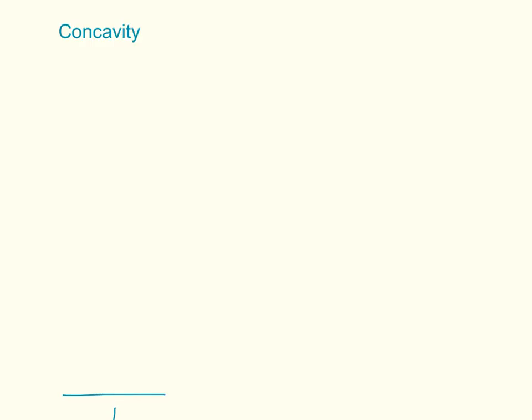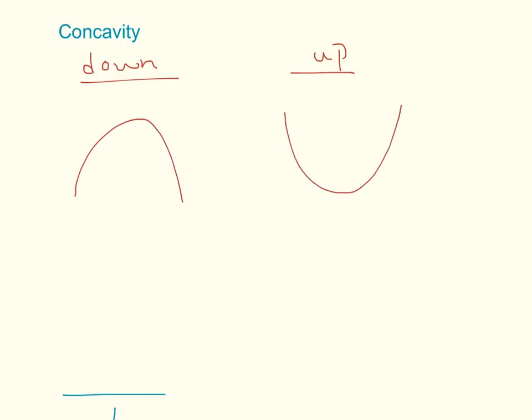Okay, so let's talk about concavity. When we're dealing with concavity, we are dealing with two situations. Something is either concave down or it is concave up. In the most basic form, concave down looks like that, and concave up looks like that.